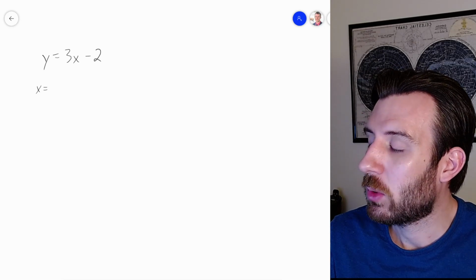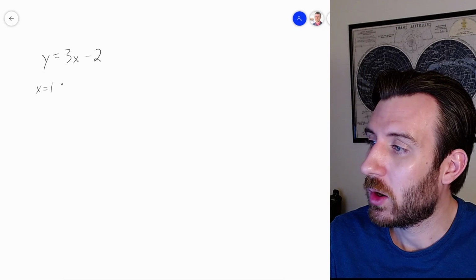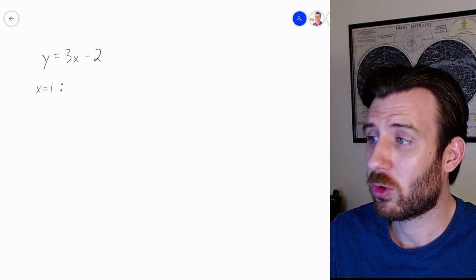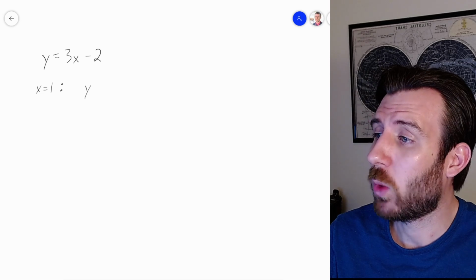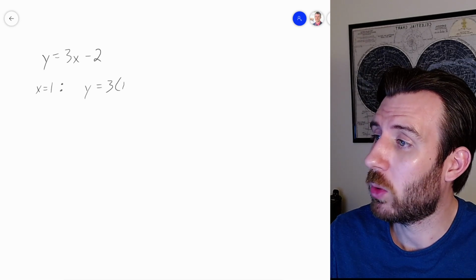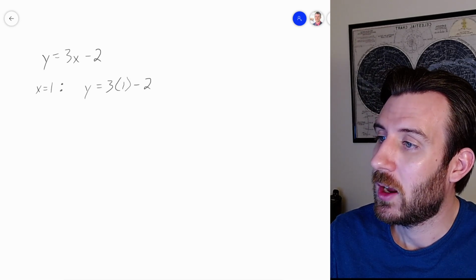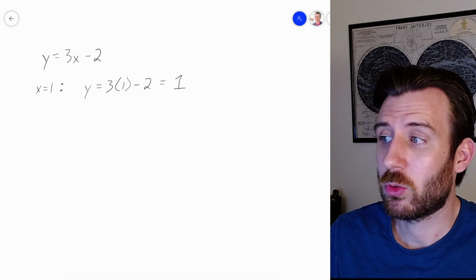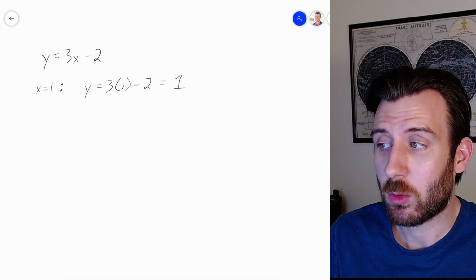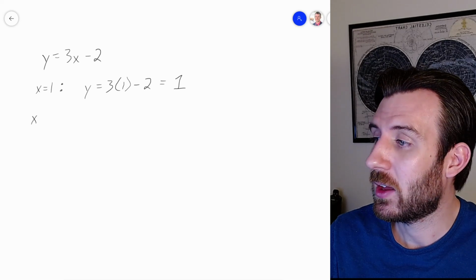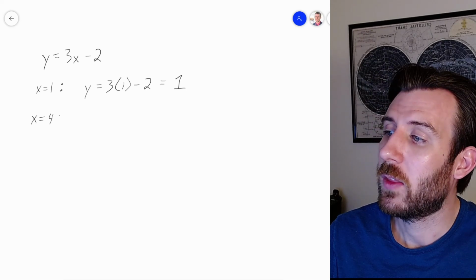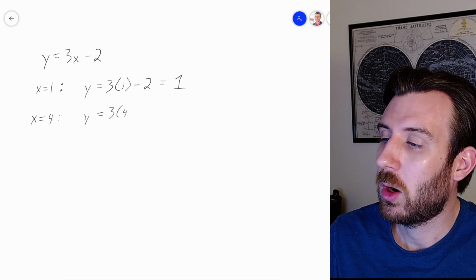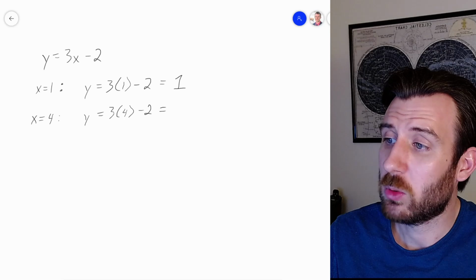Well, traditionally, what we would have to do is say I'm going to do an x value of 1, and if we were really being diligent with our notes, we could say that that's our prefix before we attempt the problem. Then we say y equals 3 times 1 minus 2, and that would equal the number 1. So we would say that we have x equals 1 and y equals 1, and that would be our story. Similarly, if we say x equals 4, then we plug in and say y equals 3 times 4 minus 2, which would be equal to 10.